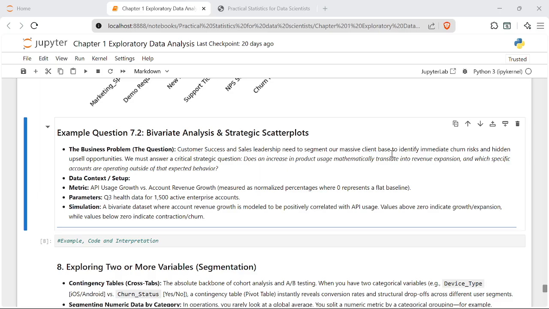Let's map these 1500 accounts into a scatter plot and divide them into four strategic quadrants so we can show our sales team exactly who to call today.